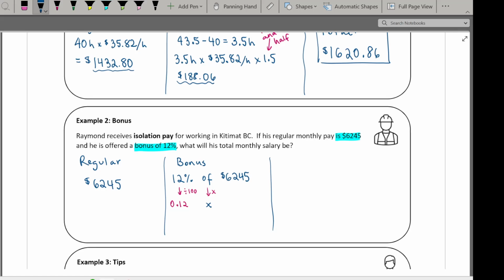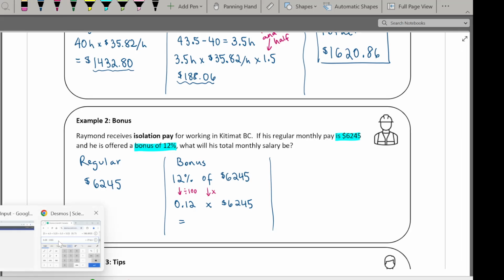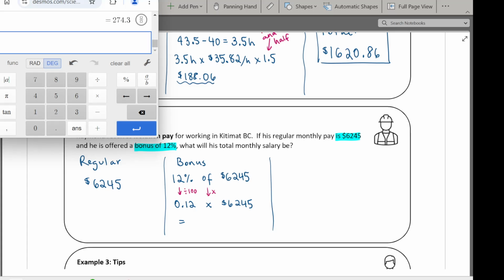And then, oh, sorry, I wrote this in the wrong color. I need to keep consistent here. 0.12 times 6,245. And we get, let me just pull up my calculator. I forgot to do this one ahead of time. 0.12 times 6,245. We get $749.40.